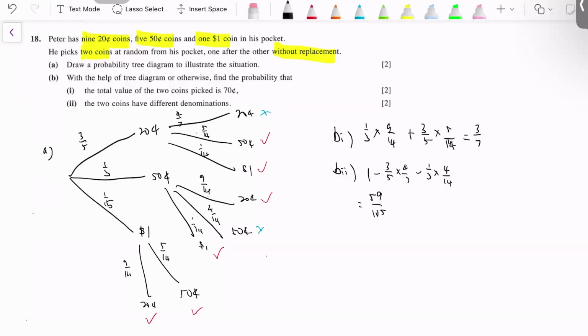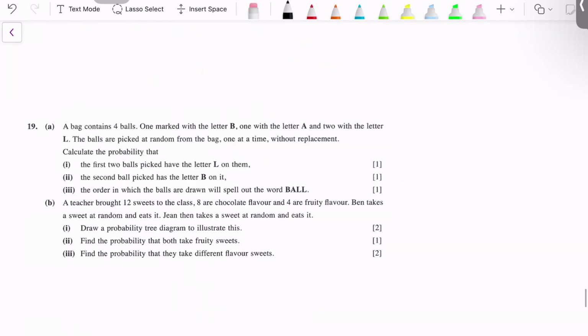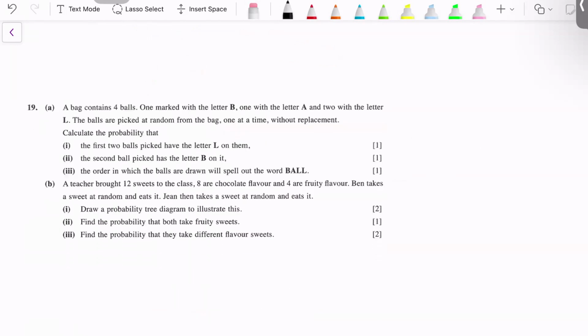Next, we'll move on to question 19. It says here a bag contains four balls, one marked with the letter B, one marked with letter A, and two with letter L. The balls are picked at random from the bag, one at a time, without replacement. Calculate the probability the first two balls picked have the letter L on them.